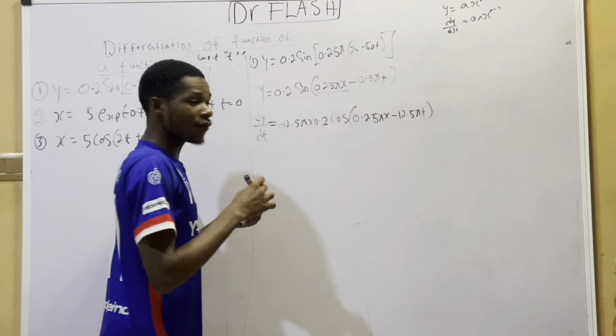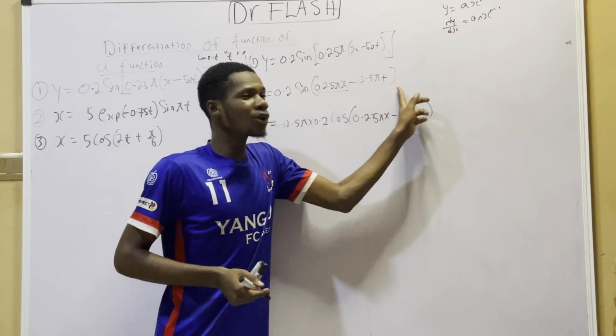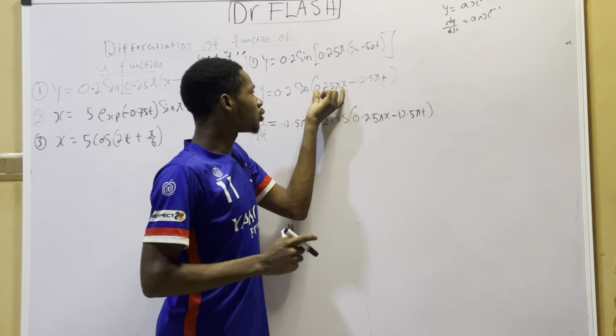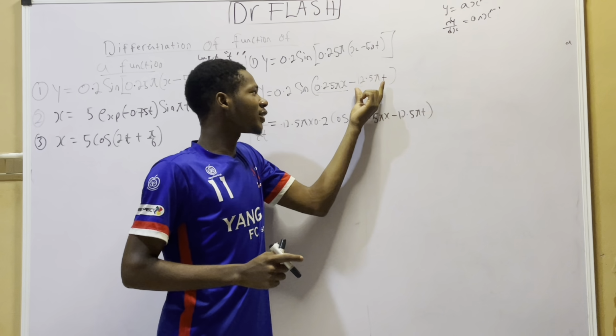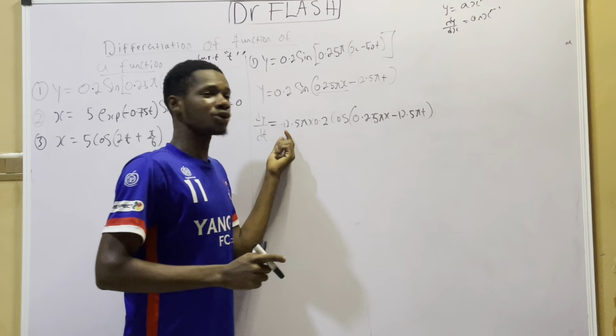Now I'll go over it again. First things first, differentiate what is in the bracket, that's step one. In this case, we differentiated this one to be 0, and differentiated this one to be minus 12.5 pi, which is what we wrote outside.